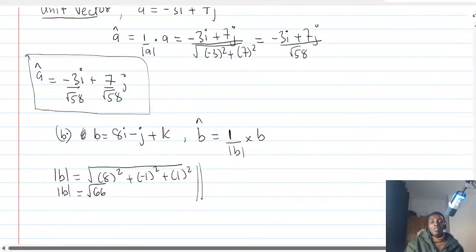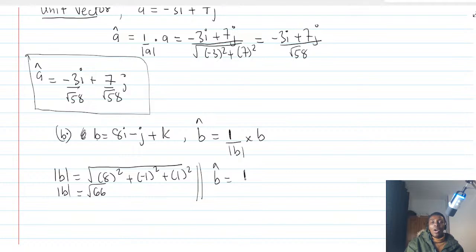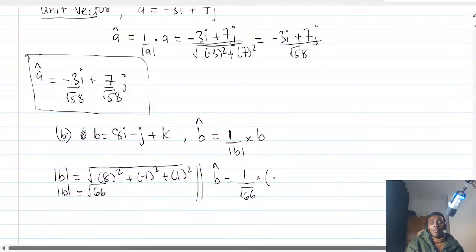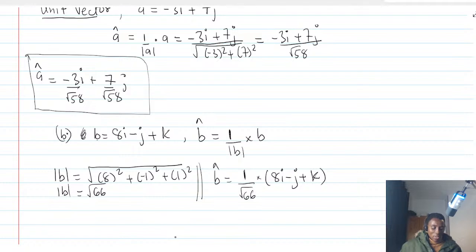So it's going to be 1 over square root of 66 multiplied by 8i minus j plus k. So in other words, that is the unit vector actually.